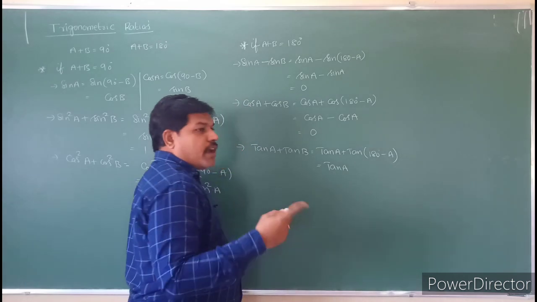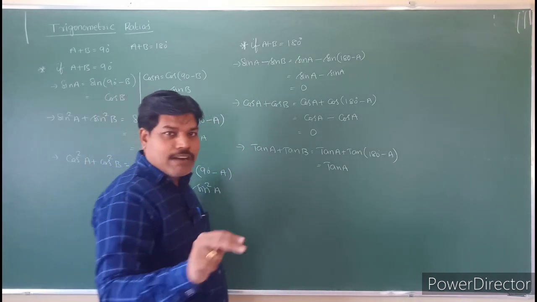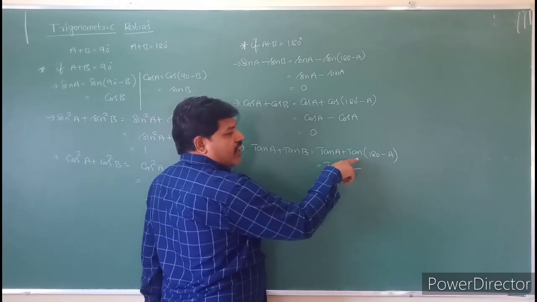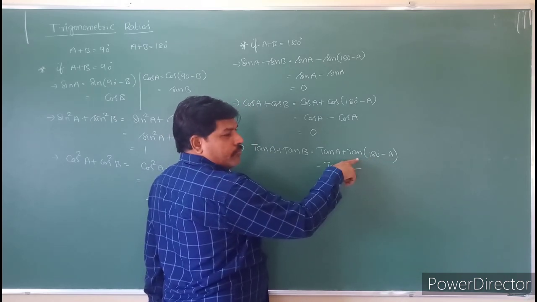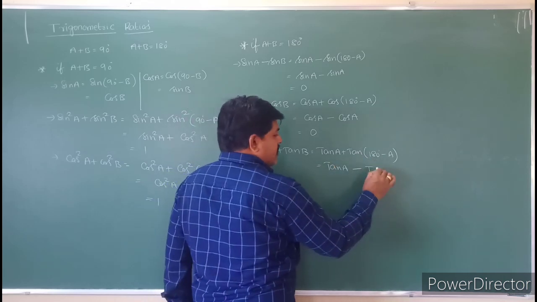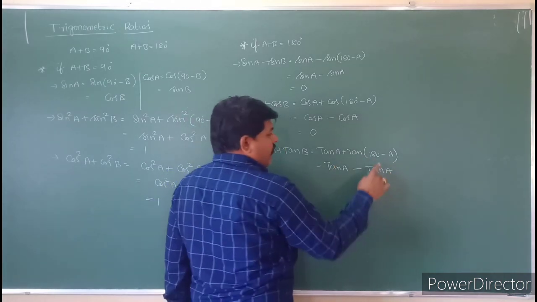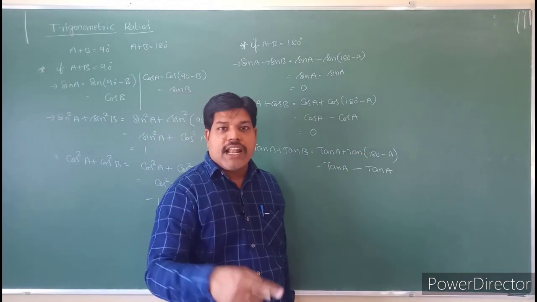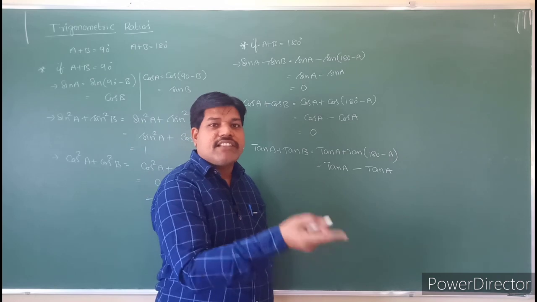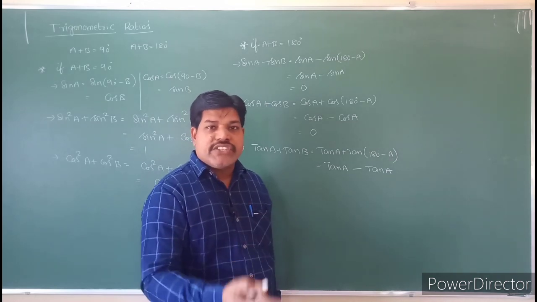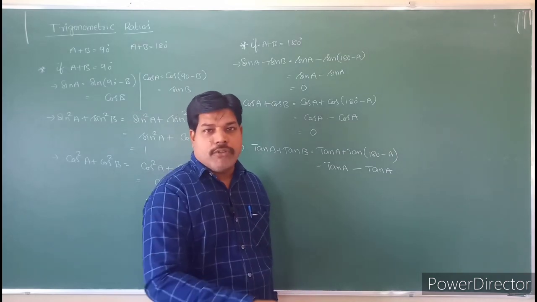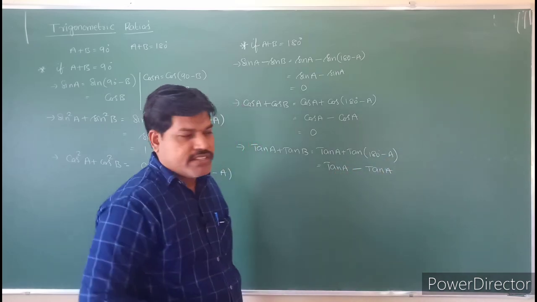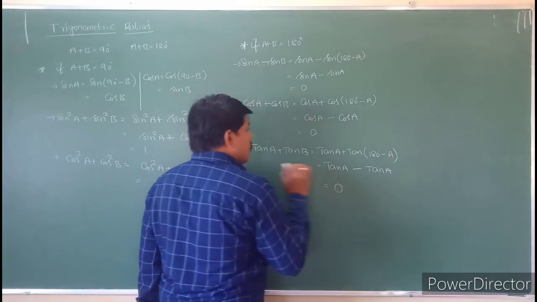180 minus means in the second quadrant. In the second quadrant, tan is negative. And 180 is there, tan will remain the same. So that is nothing but minus tan a. When will it change? If it is odd multiples of pi by 2, that is 90, 270, like that. In those cases, tan will take the co-ratios. So 180, 360, like these terms, it will remain the same. So 180 minus is the second quadrant, but it will take the sign, that is minus tan a. So it will become 0.